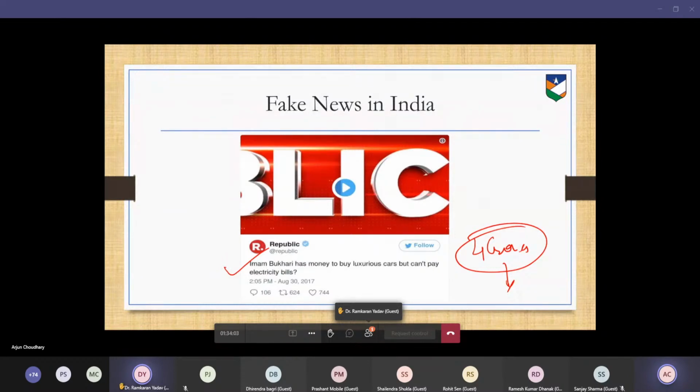And they started floating it out that probably Imam Bukhari, who is the head there, was not able to put the money onto the electricity bill, but yes, they were able to buy luxurious cars. But somehow it becomes a very embarrassing situation because other channels verified it in a very efficient manner and eventually got away with this information.